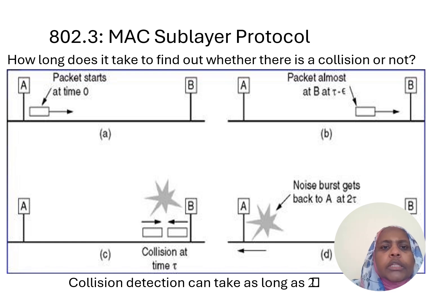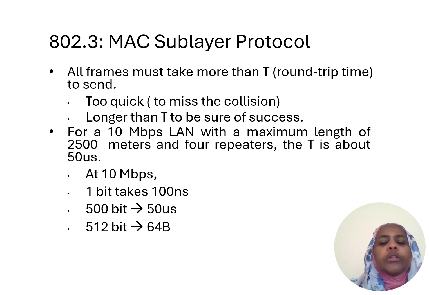Ethernet uses CSMA with collision detection, and the question here is how long does it take to find out whether there was a collision or not. If A sends a frame to B and the time for the frame to reach B is tau, at tau minus epsilon, a collision happens. The noise from the collision will take tau to reach back to A. That means the collision detection can take as long as twice the propagation time. That means all frames must take more than T, the round trip time, to be sent. If we send the frame too quickly, we will miss the collision. If it takes more than T, it will assure success.